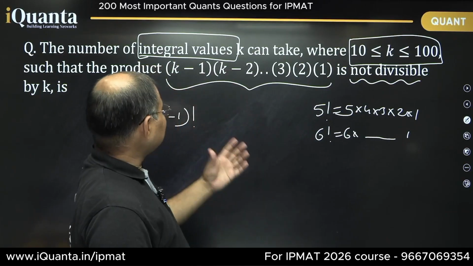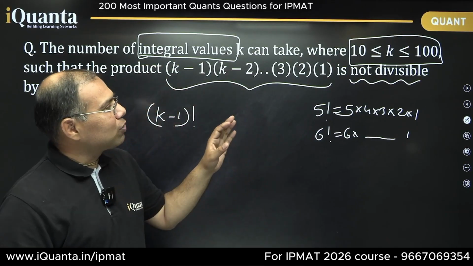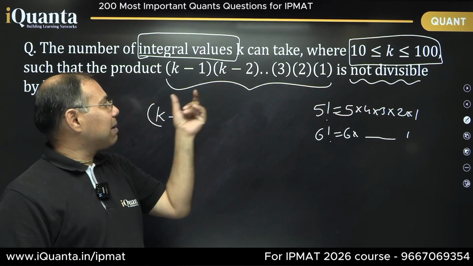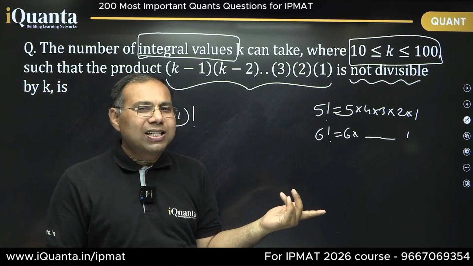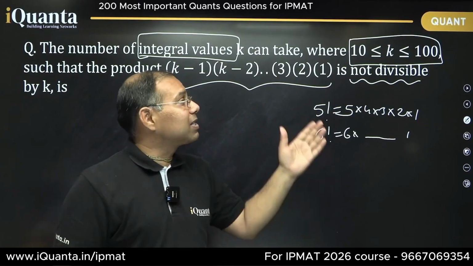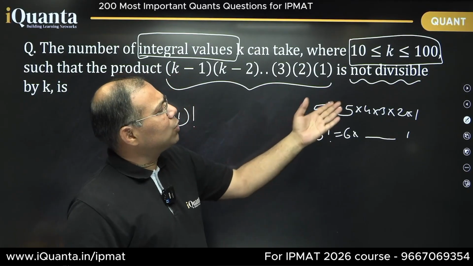So as I'm discussing here, I'm looking for such values of k so that (k minus 1) factorial is not divisible by k. And I don't see anything further, so let's try to see by certain observations. Let's start using the values of k.